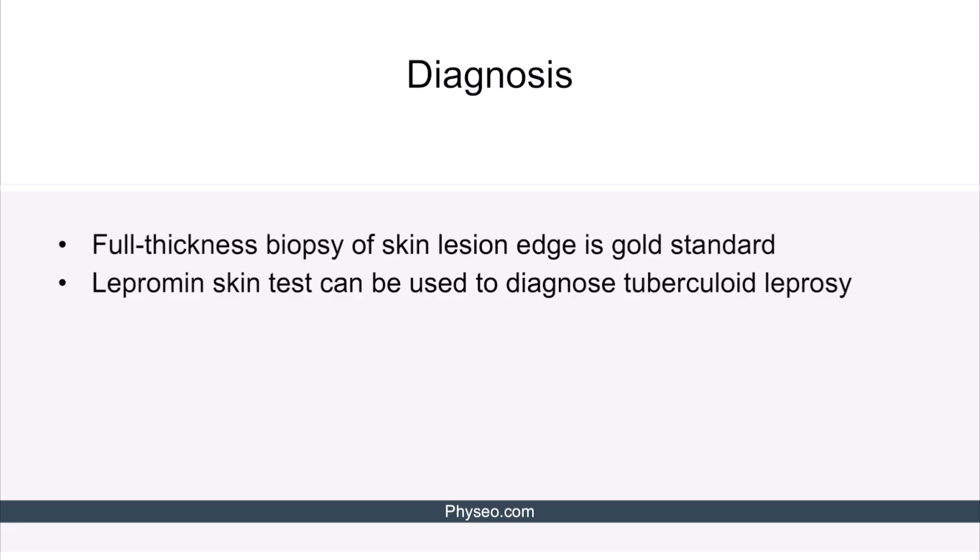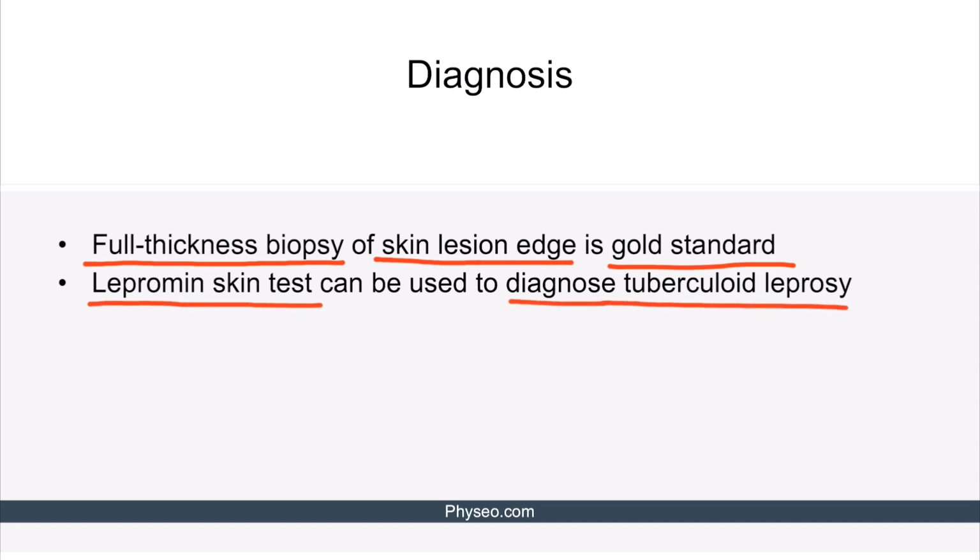The diagnosis of leprosy can be confirmed with a full thickness biopsy of the skin edge, which is considered the gold standard diagnostic modality. That being said, a Lepromin skin test can also be used to diagnose tuberculoid leprosy. This test works similarly to a tuberculin skin test, in that patients receive a subcutaneous injection and are observed for a skin reaction several days later. Since a biopsy tends to yield results faster, the Lepromin skin test has largely fallen out of favor.